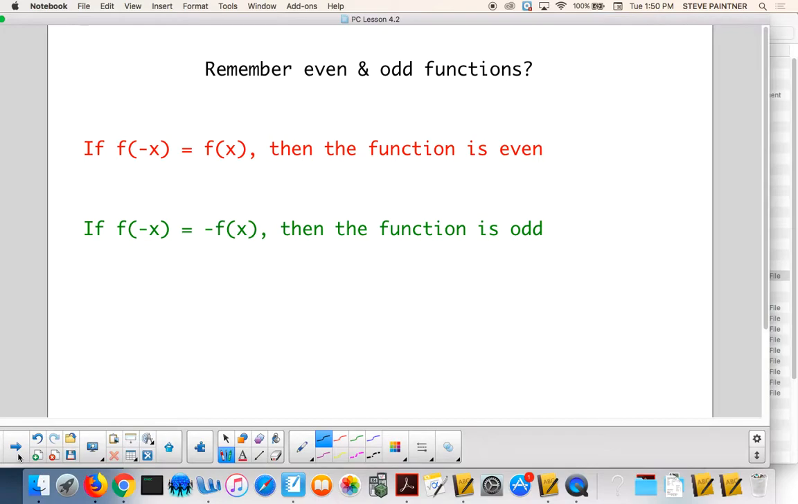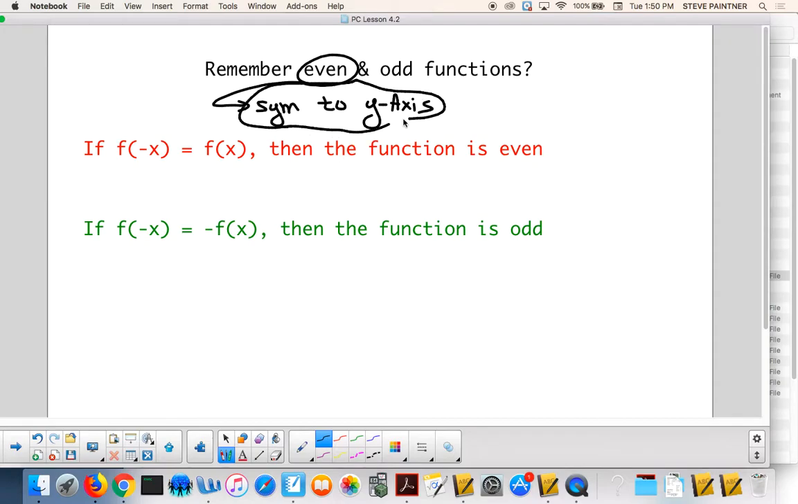Okay. All right. Even and odd. You ready? Even means what? Back from chapter 1. Even is symmetrical to what? Ooh, somebody said it. Y-axis. There you go. You might want to write that down. I don't think most of you remember that.